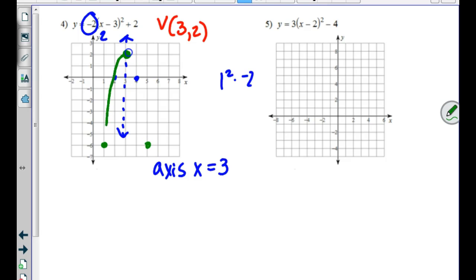Yes, cubic graphs. Yes, eventually we are.